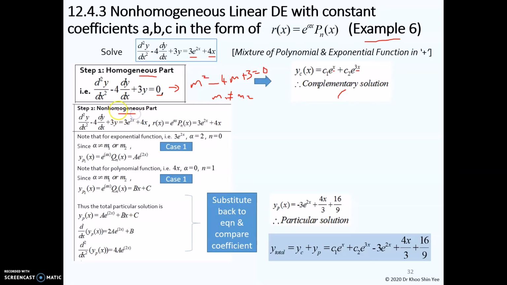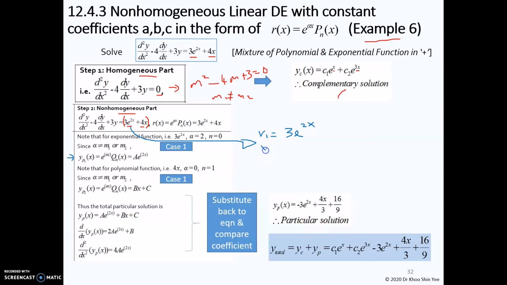We proceed with the non-homogeneous part, and you need to be careful in this case. Previously, all the time we had one function only. In this case, you have a summation of multiple functions. So we need to find the particular solution based on each function here. So for the first right hand side function, your function is 3 exponential 2x.